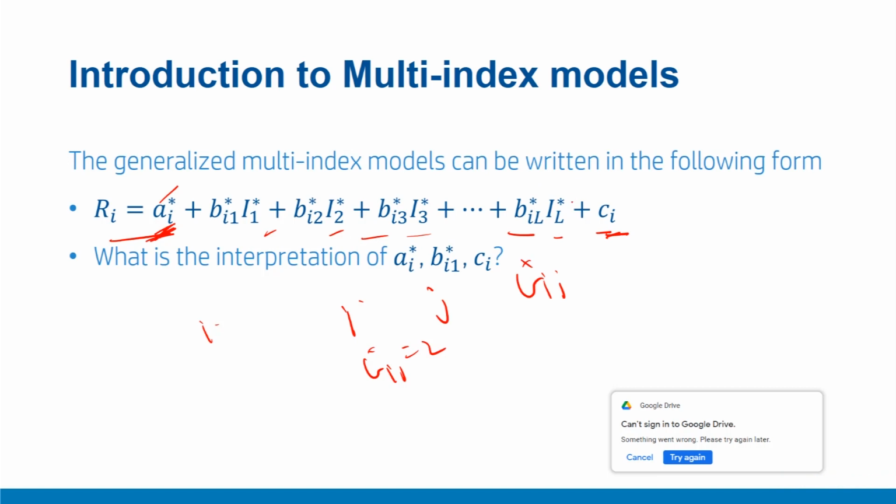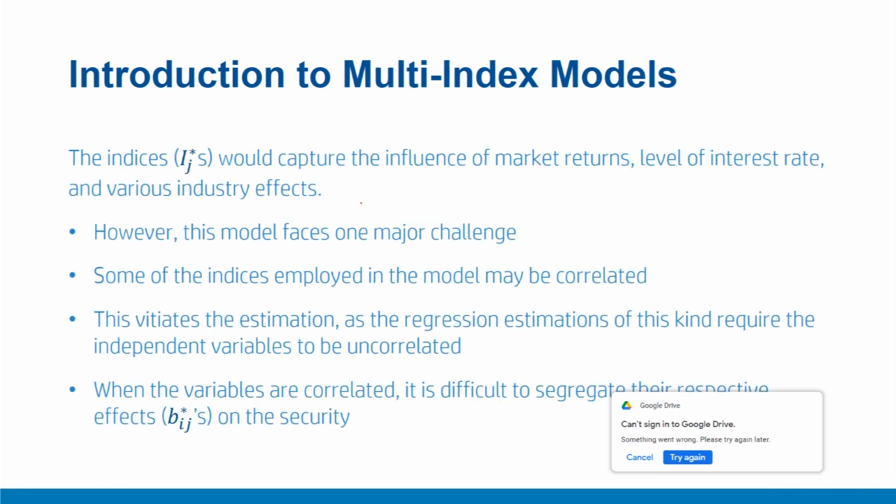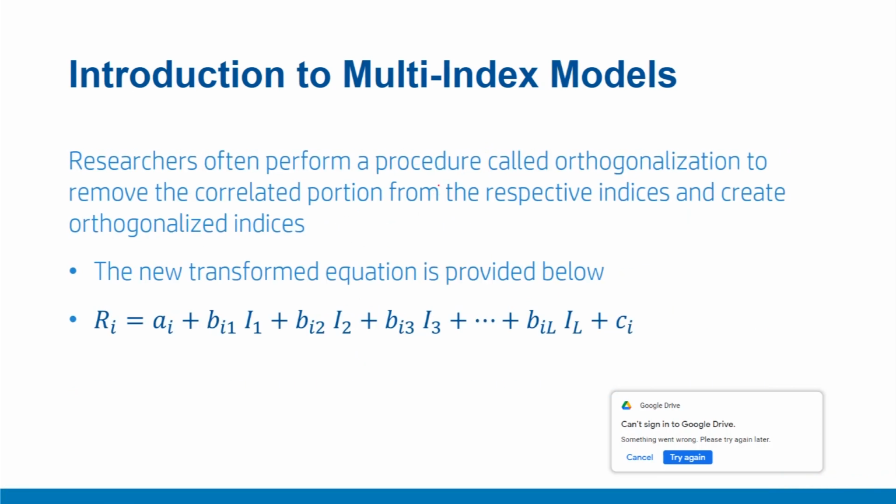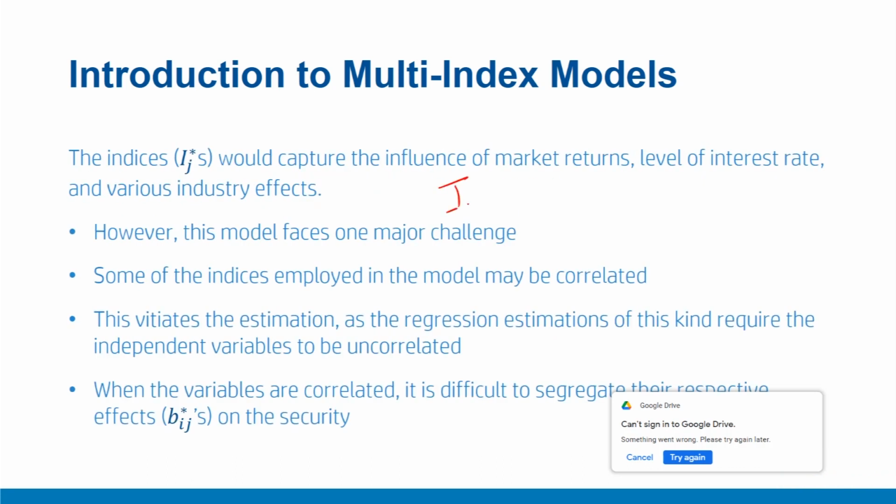Ci is a random variable with a distribution mean of 0 and variance of sigma square Ci. So this is a sort of stochastic variable. The indices Ij stars would capture the influence of market returns, level of interest rates, and various industry effects.